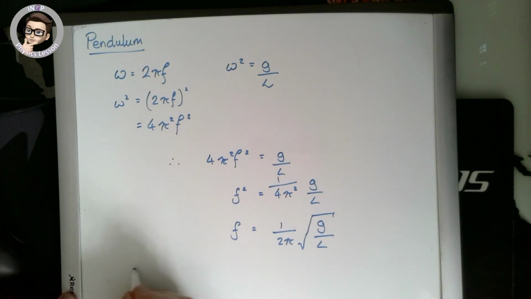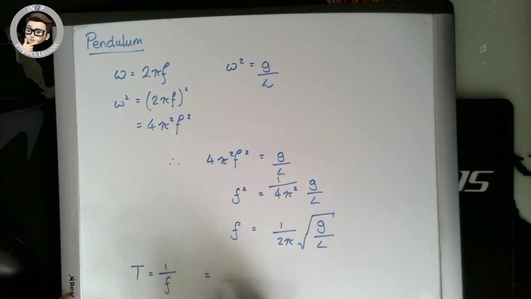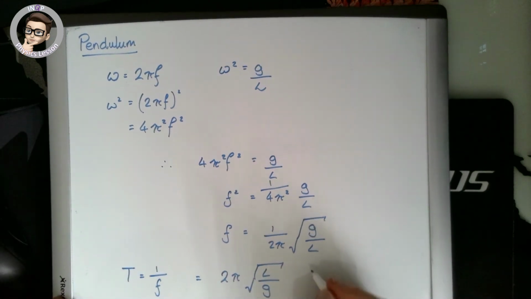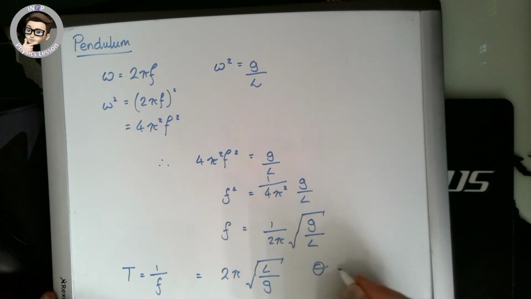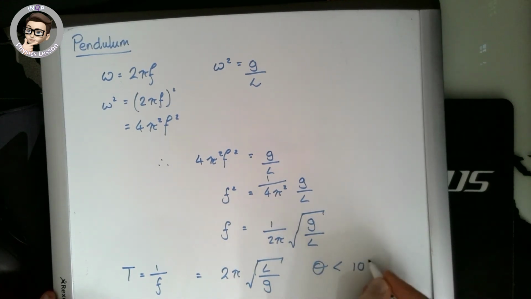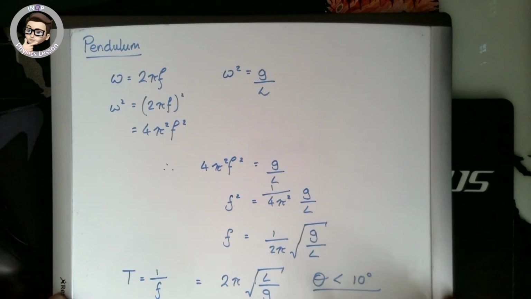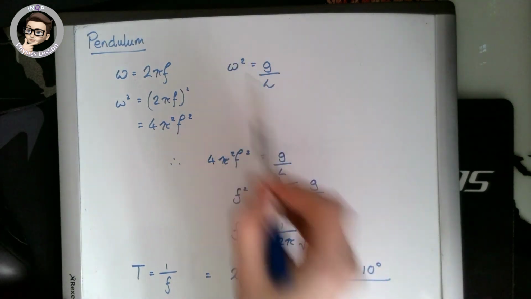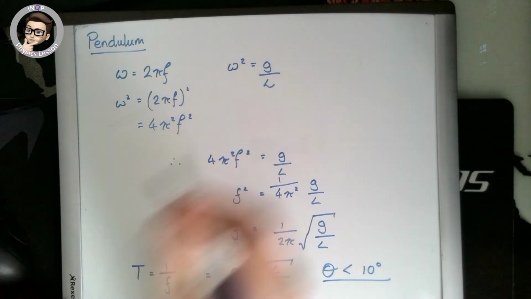But we also know that time period is equal to 1 over frequency, because if frequency is 1 over time, time is 1 over frequency. So therefore the time period is going to be equal to 2 pi root L over g, as long as, and here's your caveat, theta has to be less than 10 degrees. That has to be true or our small angle approximation falls apart, and we can't have this proof without this bit here. So those two are linking together.